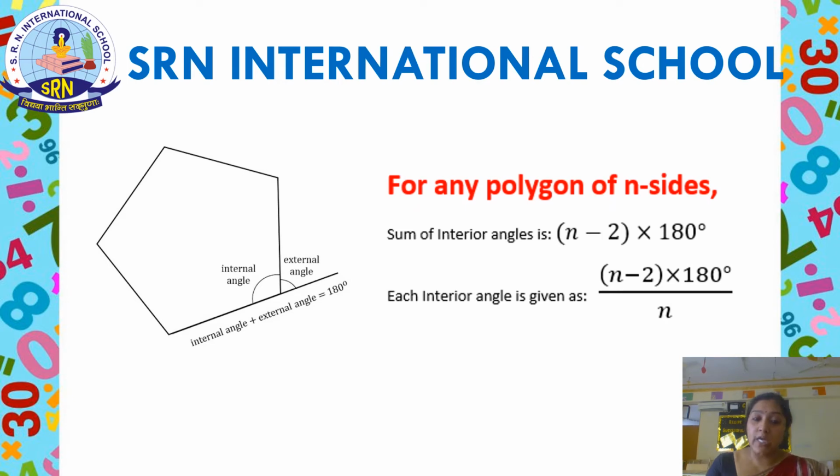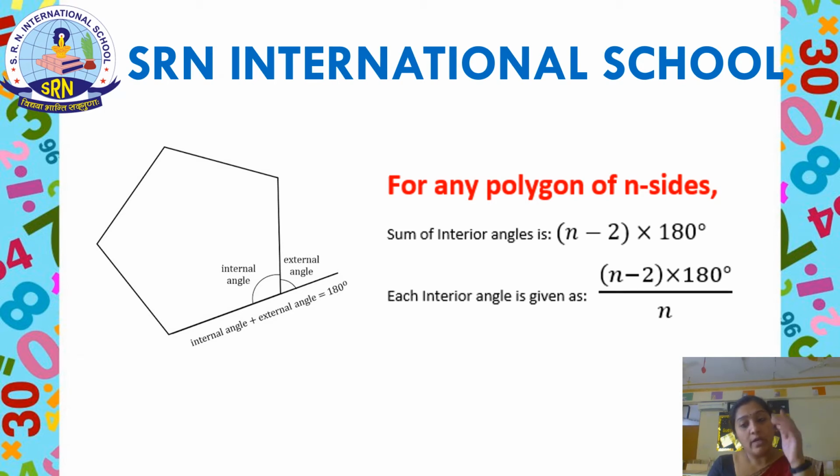Next, we come on to the internal angle and external angle. For any polygon, internal angles are the angles which are made by the two adjacent sides. They are inside the polygon, and the external angle is outside. The sum of an internal angle and its external angle is always 180 degrees because they form a linear pair. The sum of all the external angles is always 360 degrees, whereas the sum of internal angles is given as n minus 2 into 180 degrees, and each interior angle is given as n minus 2 into 180 degrees upon n, where n is the number of sides.